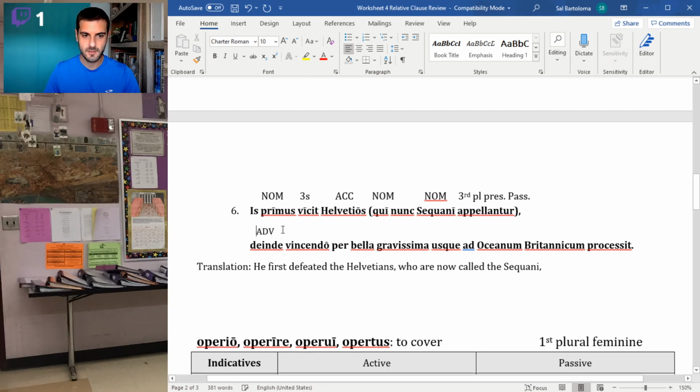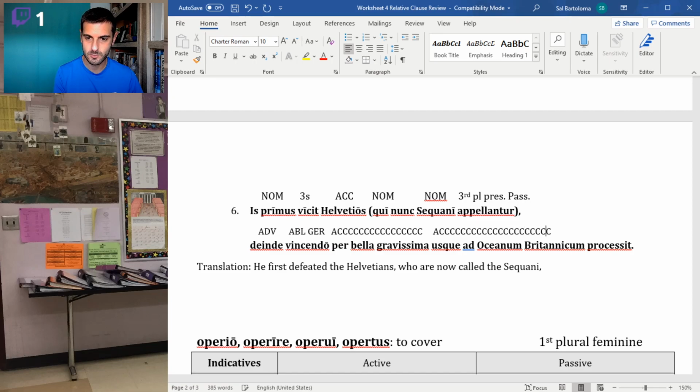He first defeated the Helvetians, who are now called the Sequani, and then vincendo. So we have a gerund here in the ablative. Per bella gravissima usque ad oceanum Britannicum processit. And there's my second verb. Third singular. Perfect.